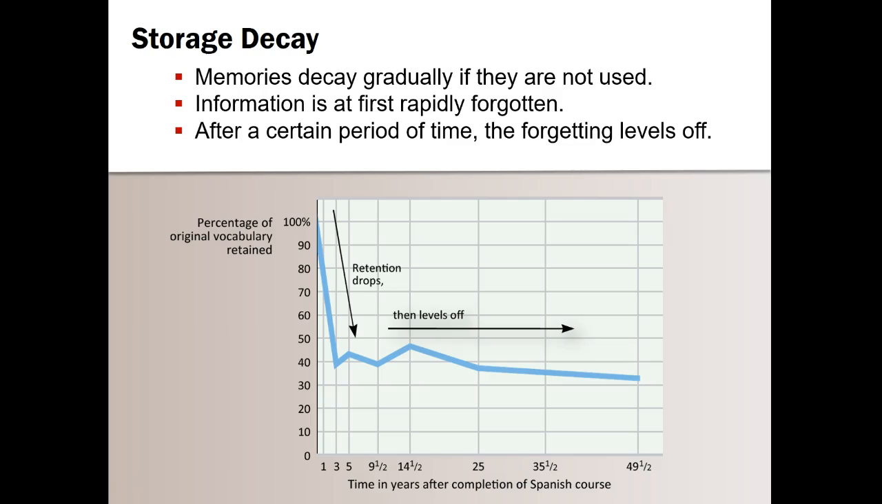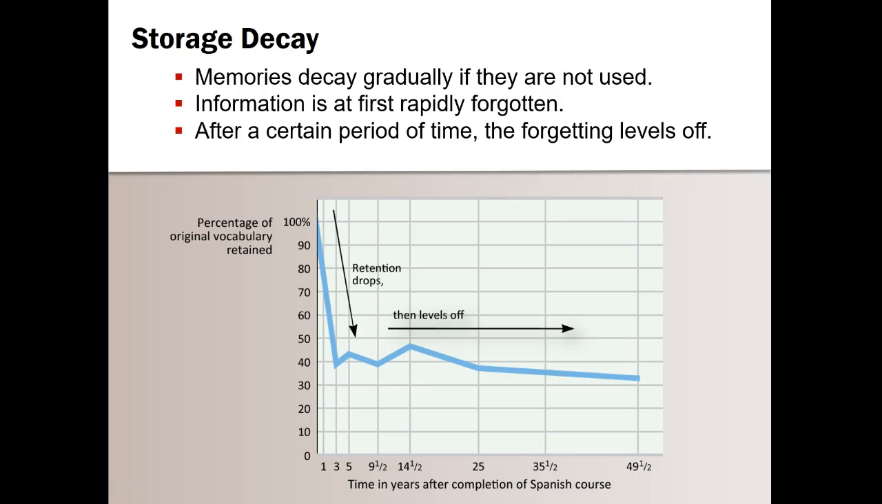So one way you can prevent that is to review the information, to keep it fresh in memory. And that's why if you have a class with a comprehensive final exam, there's really a huge payoff to reviewing information a little bit over the course of the semester, because you know you're going to be tested over that again at the end of the semester. You can keep that information stored in memory a lot better if you just review it a little bit once in a while.